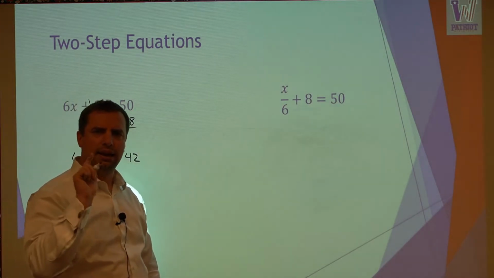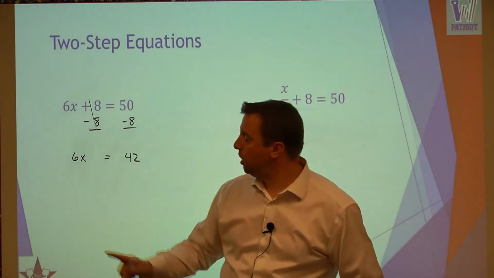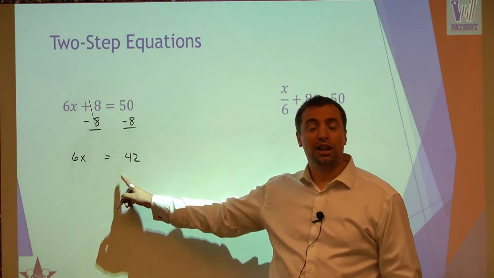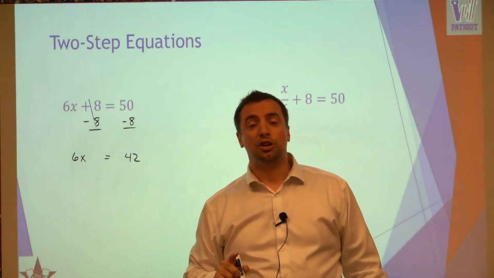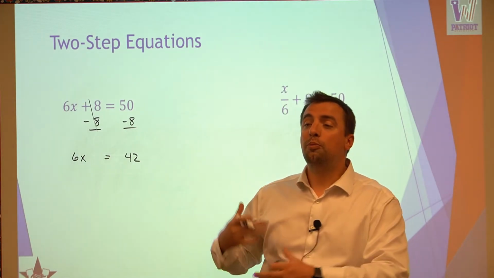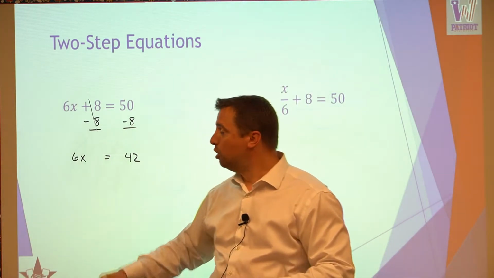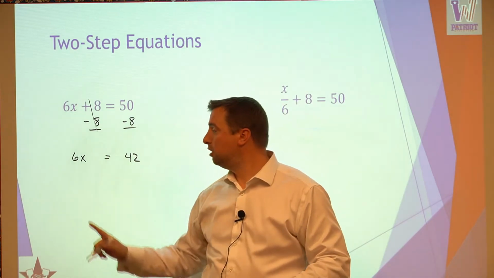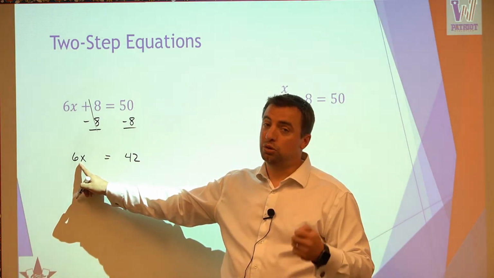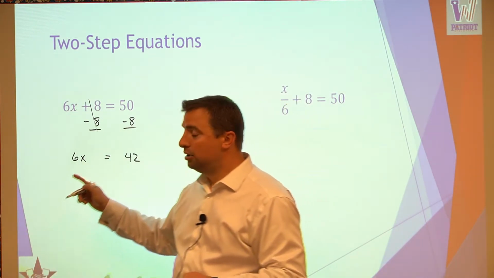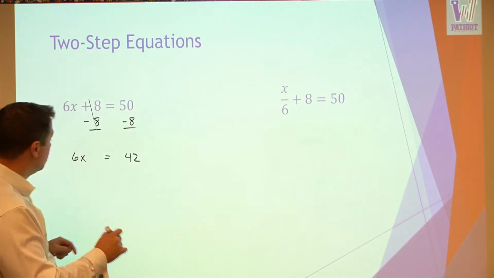Wait a second. That looks like a one-step equation that we've solved before. And you know what? You would be right. So you know what we're going to do? We're going to go back and do the rules all over again. Rule number one, isolate the variable. We do that by rule number two, opposite. We do the inverse operations, or the opposite.